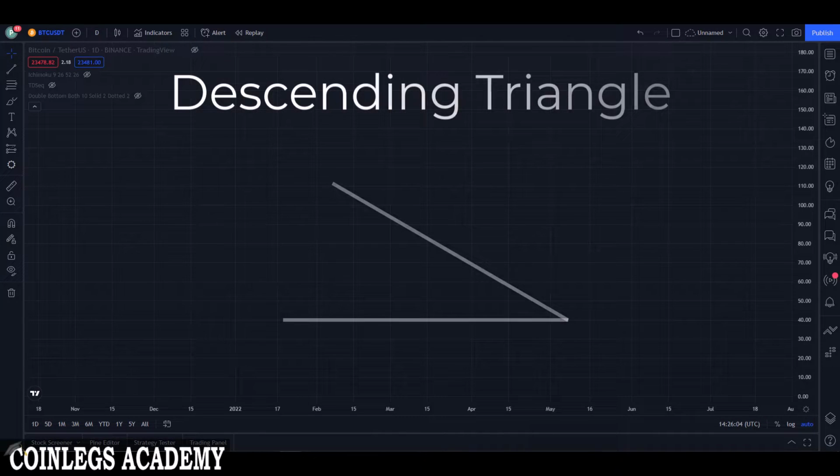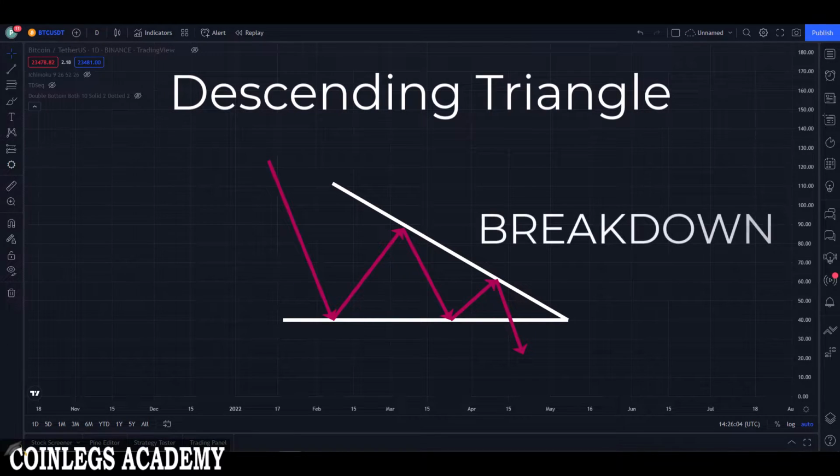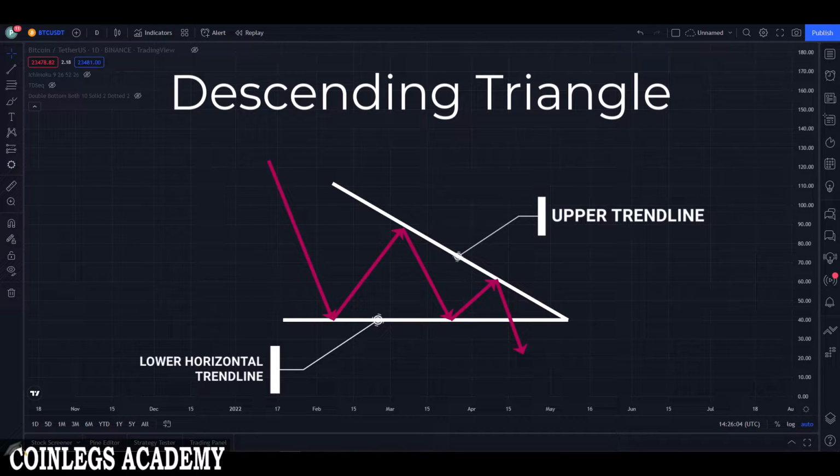Second, descending pattern. A descending triangle is an inverted version of an ascending triangle and is considered a breakdown pattern. The lower trend line should be horizontal, connecting near identical lows. The upper trend line declines diagonally toward the apex.